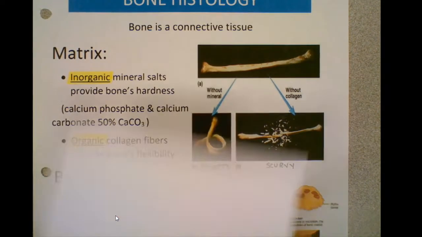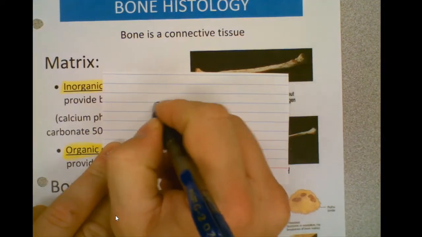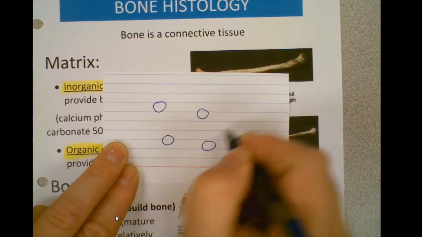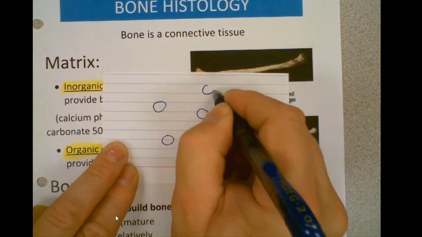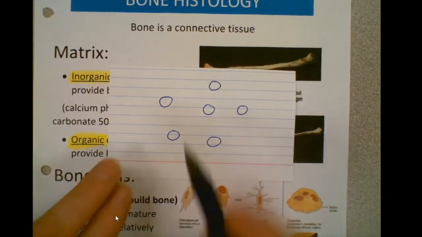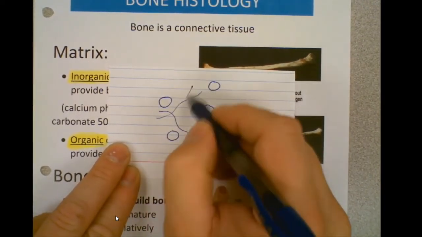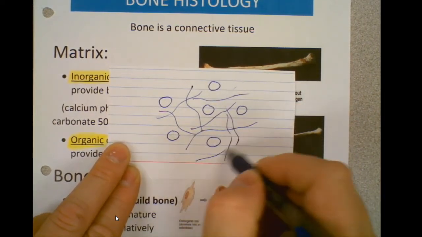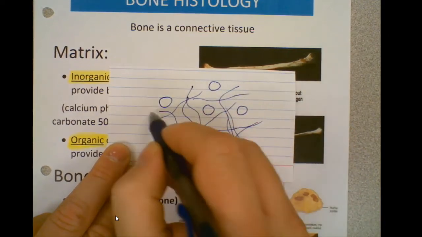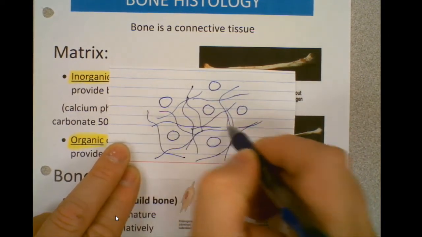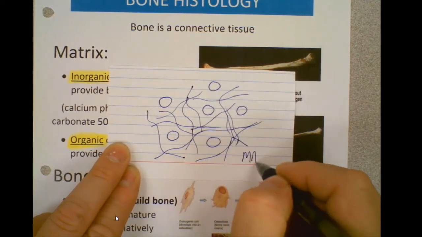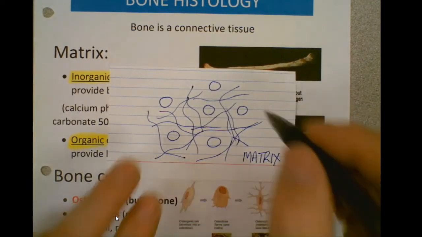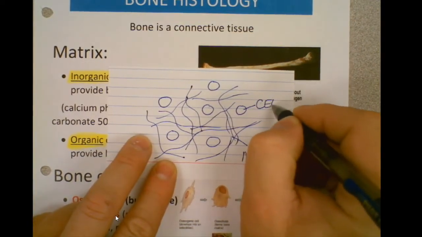If you want to look at it this way, imagine we've got bone cells, all right? And bone cells are kind of spread out. Connective tissue cells don't touch each other. They're kind of spread out like this. All of the stuff in between the cells, all of the fluid, all of the protein, whatever is surrounding the cells, that's what we call a matrix. And essentially all connective tissue has a matrix and they have cells.